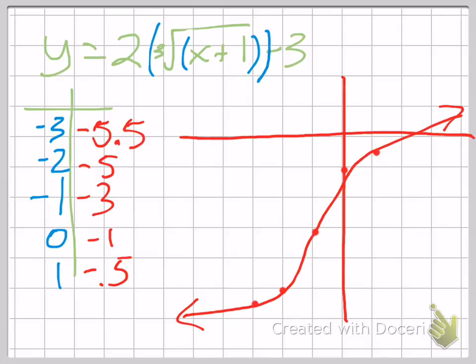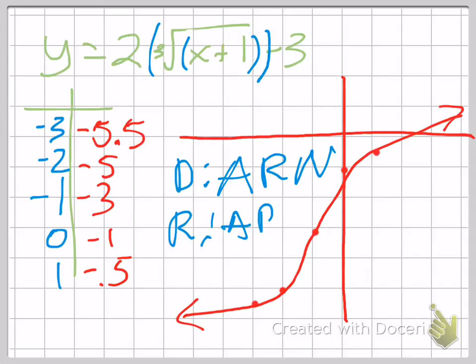Lastly, we need to talk about domain and range. So your domain in this case, because you got an arrow pointing to the left and a right, and no breaks in the middle, that means it's going to be all real numbers. And then your range is going to also be all real numbers. And for all cube root functions, that's going to be the case.